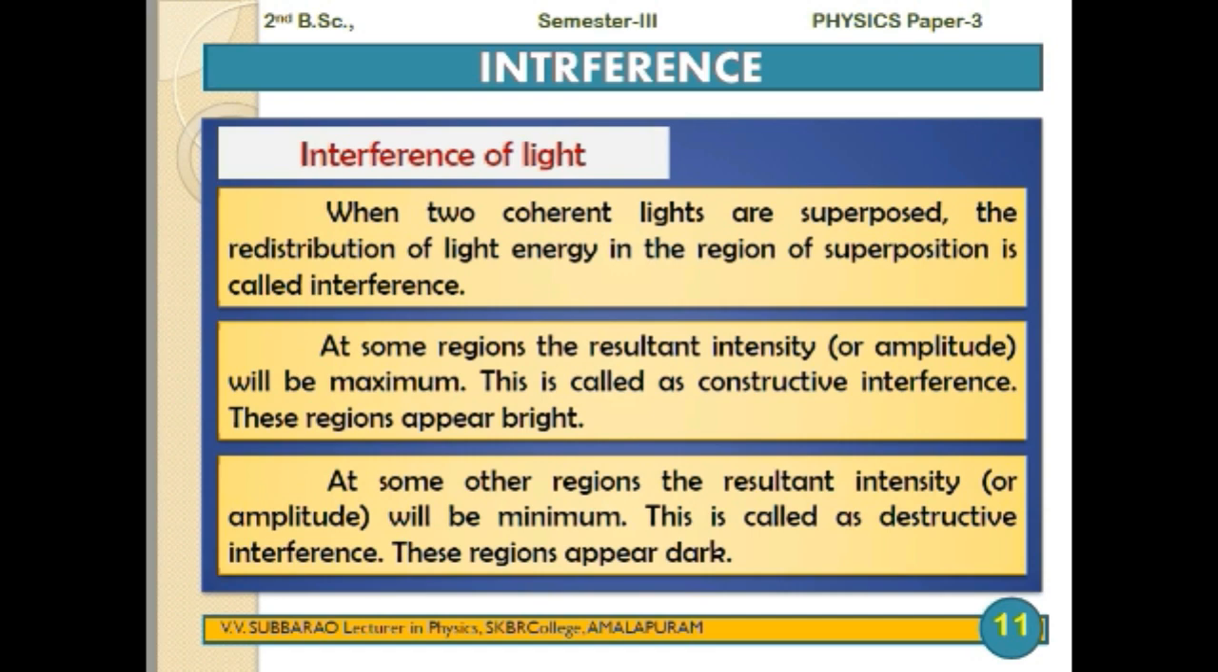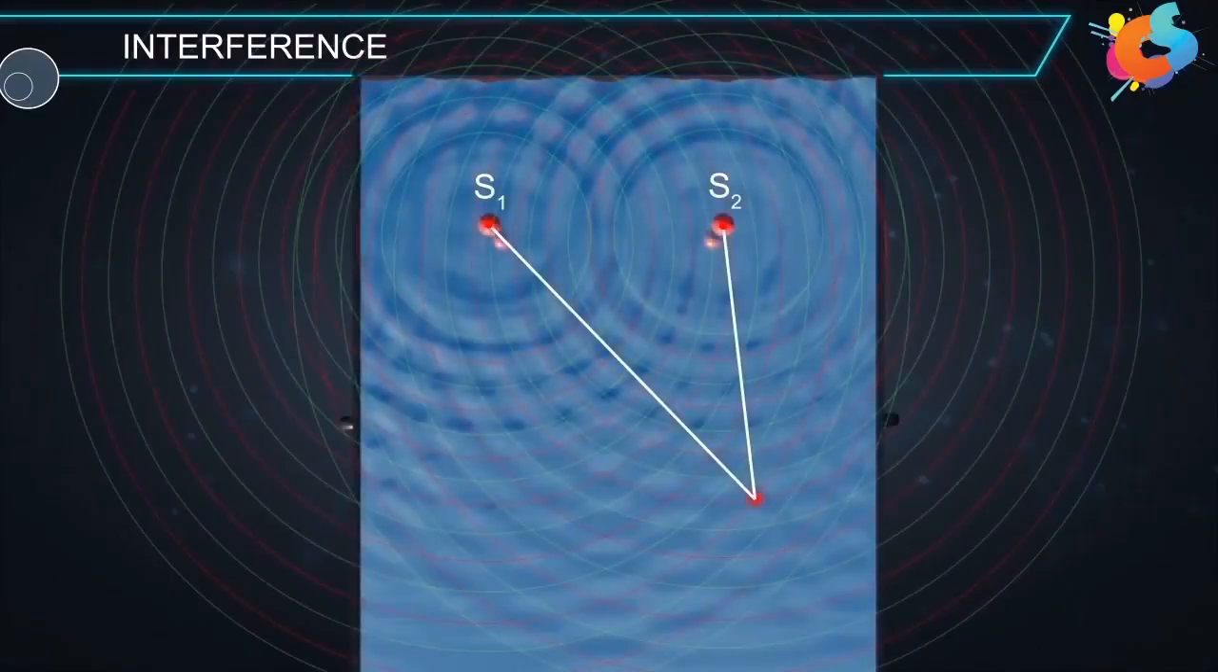When two coherent lights are superposed, the redistribution of light energy in the region of superposition is called interference. At some regions, the resultant intensity will be maximum, and this is called constructive interference. These regions appear bright. At some other regions, the resultant intensity will be minimum, and this is called destructive interference. These regions appear dark. Consider the waves coming from two sources S1 and S2. Let the amplitude of the waves from S1 be A1 and the amplitude of the waves from S2 be A2.